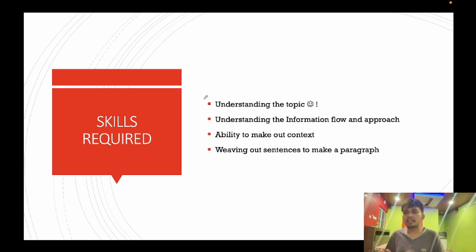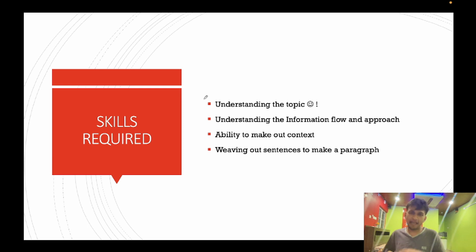Number 1, understand the topic of the paragraph. So you should be able to discern what is being talked about. Why? Because the subject of the individual sentences per se forms the most important clue for establishing links between these various sentences.